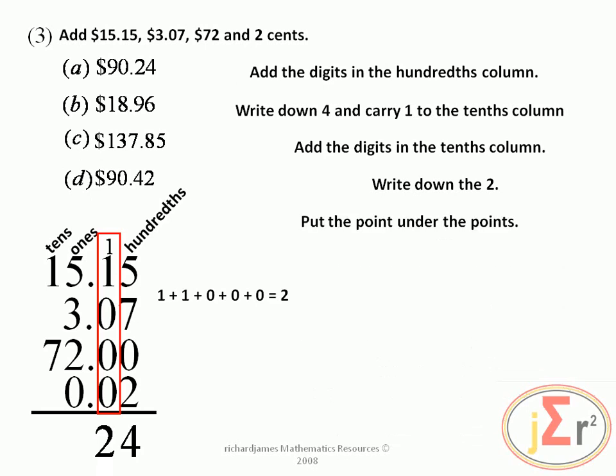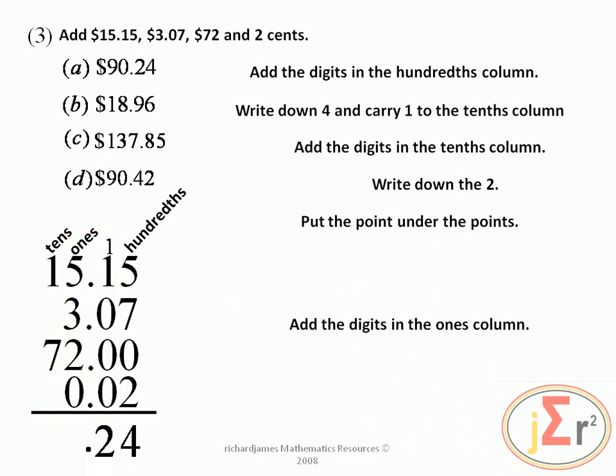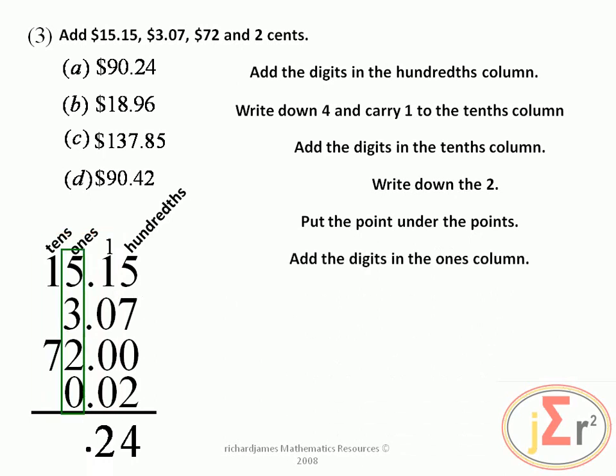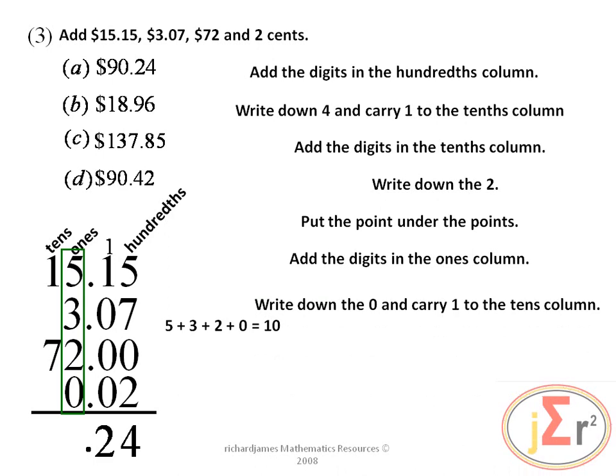And put the point under the points, vertically below them. Anything to add again? Of course, we have to continue until we are through. So we have there 5 plus 3 plus 2 plus 0, and that is equal to 10. So for the 10, we write the 0 down and carry the 1 to the tens column.